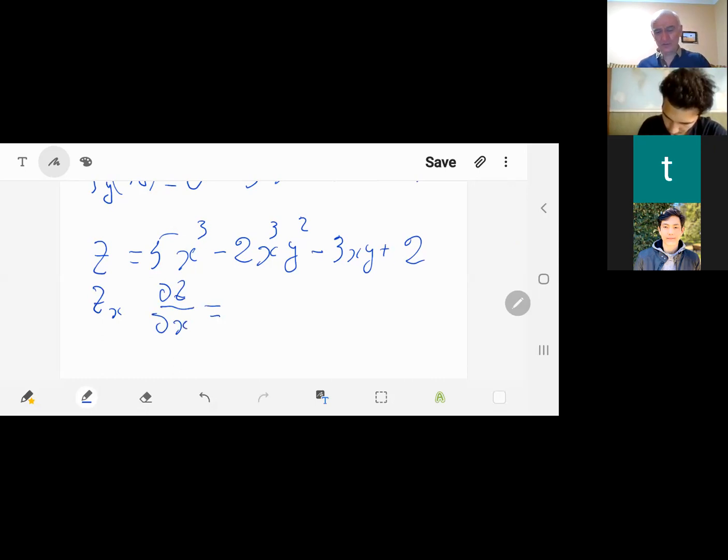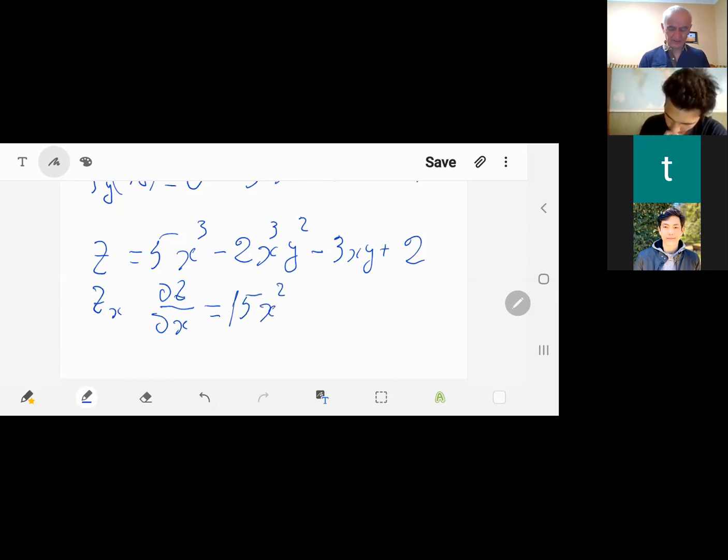Okay, let's do it together. Emmanuel, what is your idea? Let's go step by step. First, let's find the derivative of 5 times x cubed. What is the derivative of 5 times x cubed, Emmanuel? 15x squared. 15 times x squared. Okay.